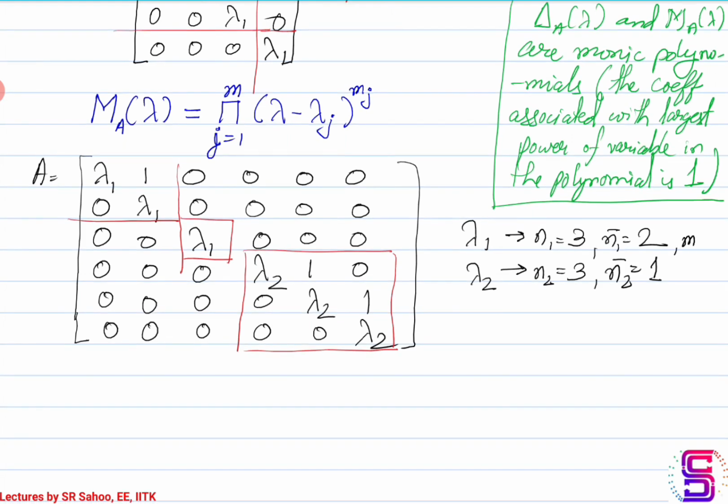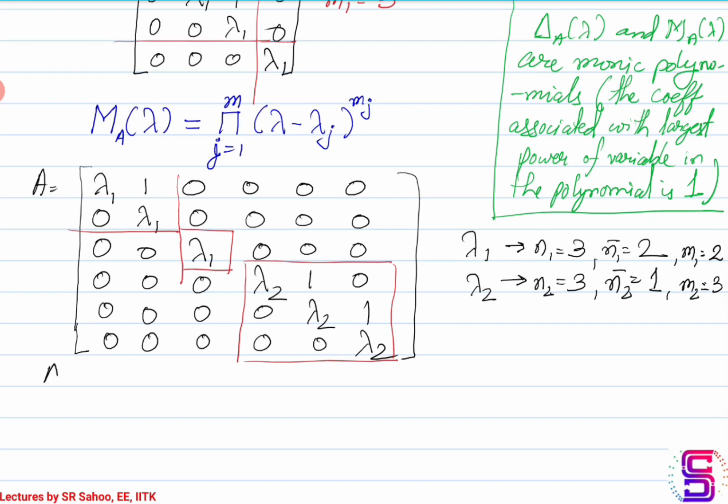Now what is m1? M1 is basically, you see there are two Jordan blocks. One is of size 2 cross 2, another is size 1 cross 1. So the largest size is 2. So M1 is 2. Similarly for M2, there is one Jordan block whose size is 3 cross 3, and that is the largest size that is associated with lambda 2, and hence M2 is 3.